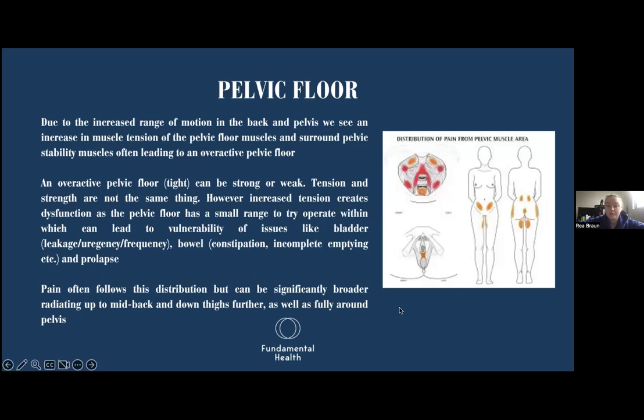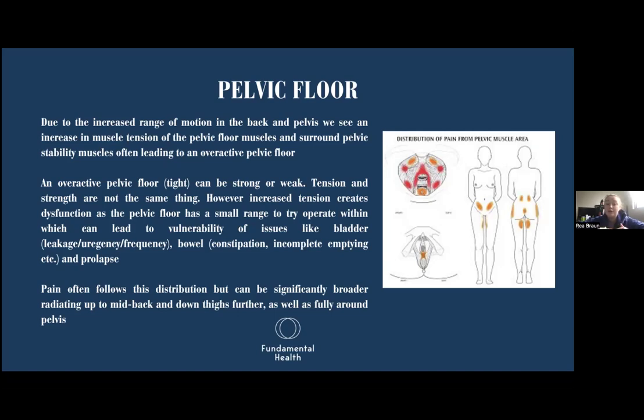So for the pelvic floor, due to the increased range of motion a lot of people will have in their back and their pelvis, we naturally have an increase in muscle tension to grip and protect, not only through the pelvic floor, but all the associated pelvic stability muscles, because we've got 36 muscles that connect to the pelvis. So an overactive pelvic floor, which is tight, can be either strong or weak. Tension doesn't always mean weak, and it doesn't always mean that it's strong, because tension and strength are completely unrelated.